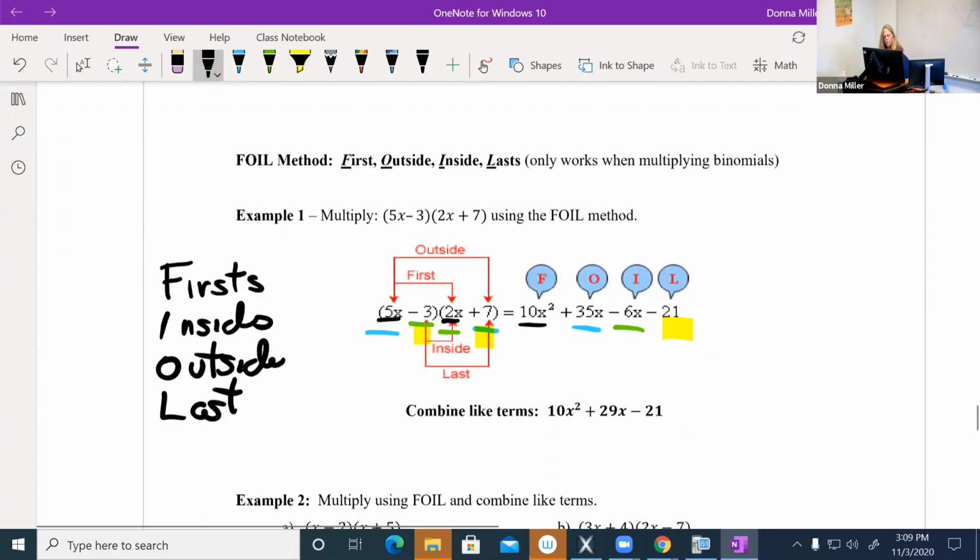The two terms in the middle have the same variable. So we're going to combine them. 35 minus 6, that turns into a 29x. Now I'm multiplying. Okay. So this process is called FOIL. First, outsides, insides, last.